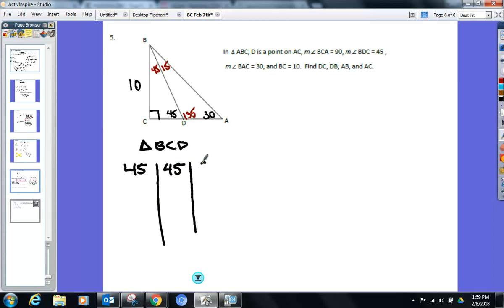You are only allowed to use those sides in triangle BCD only. No other sides are going to be talked about. X, X, X radical 2. What side did I give you? Name the side. BC, what angle is it across from, Andrew? So I'm going to be putting 10 in the 45 column. Can you fill out the rest for me?